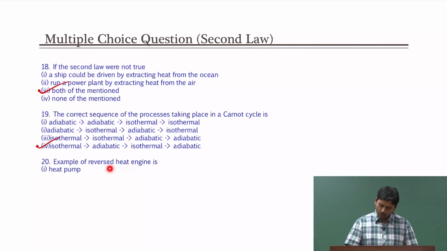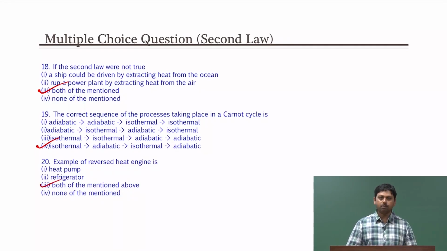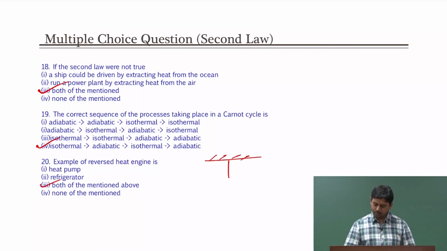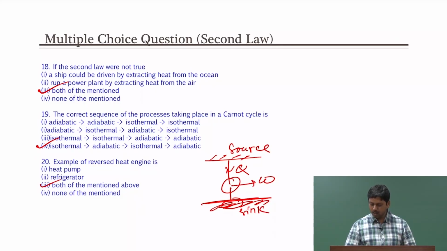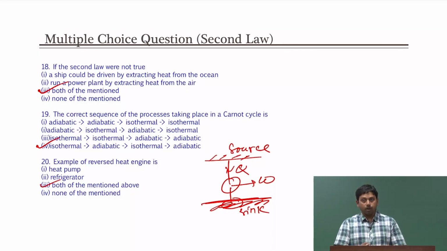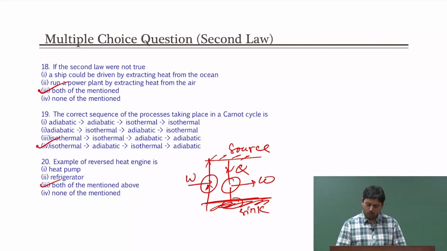Next one: an example of a reverse heat engine is a heat pump, a refrigerator, both of the above, or none of the above. I would say both of the above, because an engine is where you take the heat and do the work and throw away some heat to the sink. This is the sink, this is the source. A refrigerator is just the opposite, where you take the heat from the low temperature, do some work and throw the heat to the high temperature.